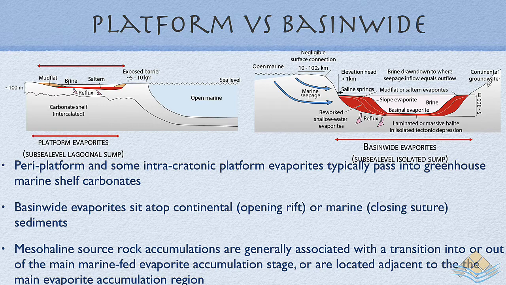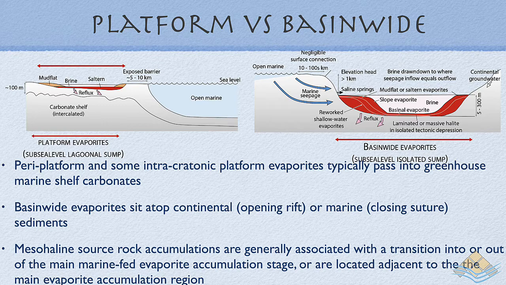Generally within this association, the Mesohaline source rock accumulation is defined to that transition in and out of the main marine-fed evaporite stage in both the platform and the basin-wide successions. Because in both of those scenarios, it is that transition going into increasingly hypersaline or increasingly continental from the marine realm situations where we facilitate the setup of sufficient restriction to allow bottom brines and anoxia to develop.